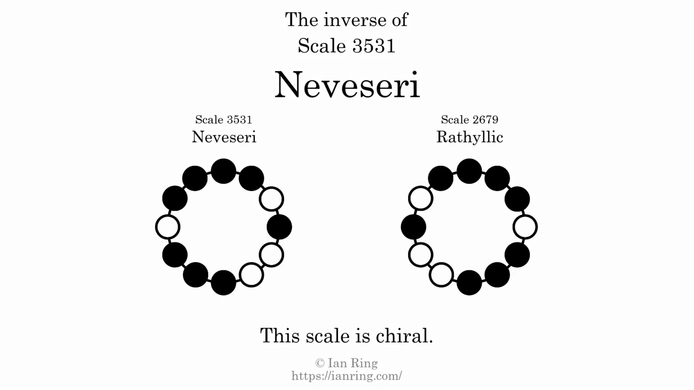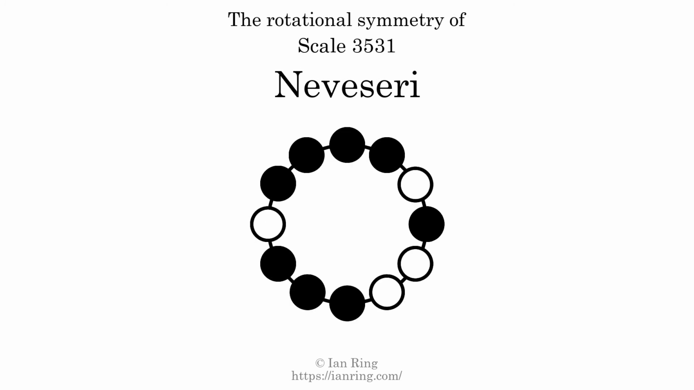The inverse of a scale is a mirror image. It is what you get when the sequence of intervals is reversed. The inverse of this scale is scale 2679, also known as Rithilic. This scale is chiral. It cannot transform into its inverse by rotational transformation. This scale has no rotational symmetry.